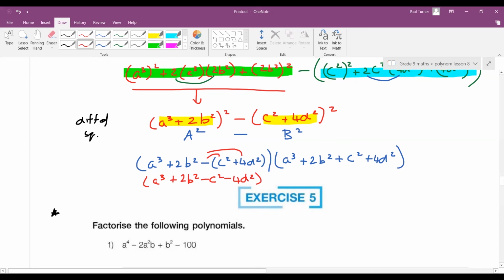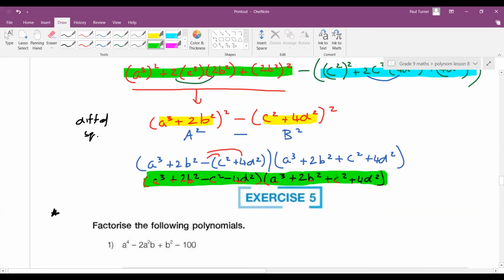I know it's quite terrible, isn't it? Very long. A cubed plus 2b squared minus c squared minus 4d squared. And none of those can be added. They're all different, A, B, C, D. So you're going to end up with that as your answer. So I'll put that in green. Quite long, isn't it? But you won't see too much of this in grade 10. Some things you do see, the basic idea, but not too much of this kind of factorizing. So you should be happy about that.